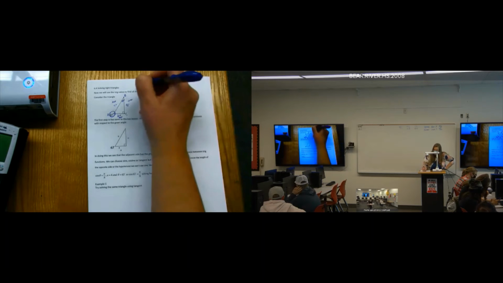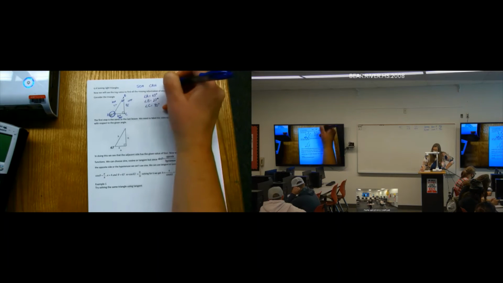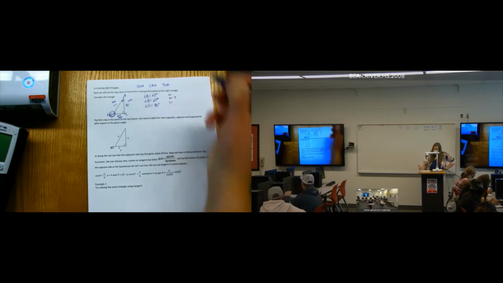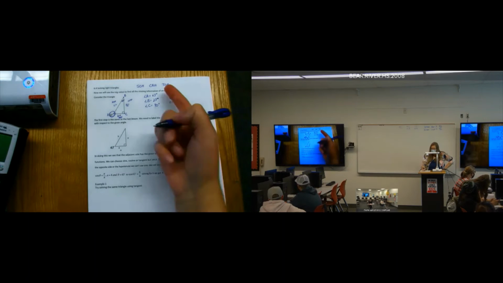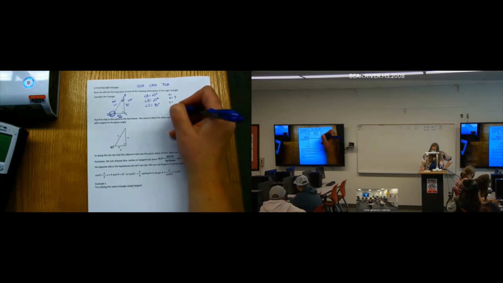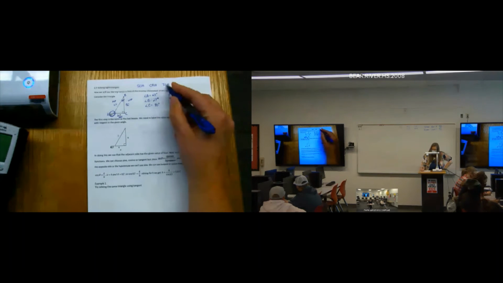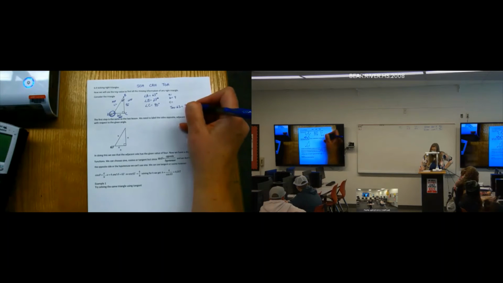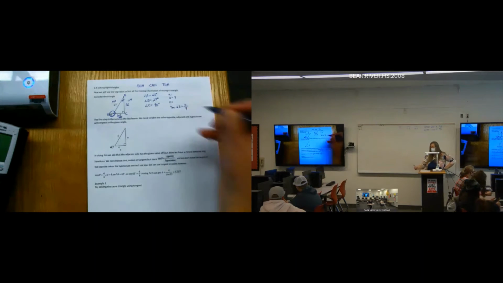Which one of our words uses opposite and adjacent? Tangent, right? Uses opposite and adjacent. So I just write down here, tangent. I use my angle. My angle was 63, so tangent of 63 is equal to the opposite, which I don't know, over the adjacent, which is 4.